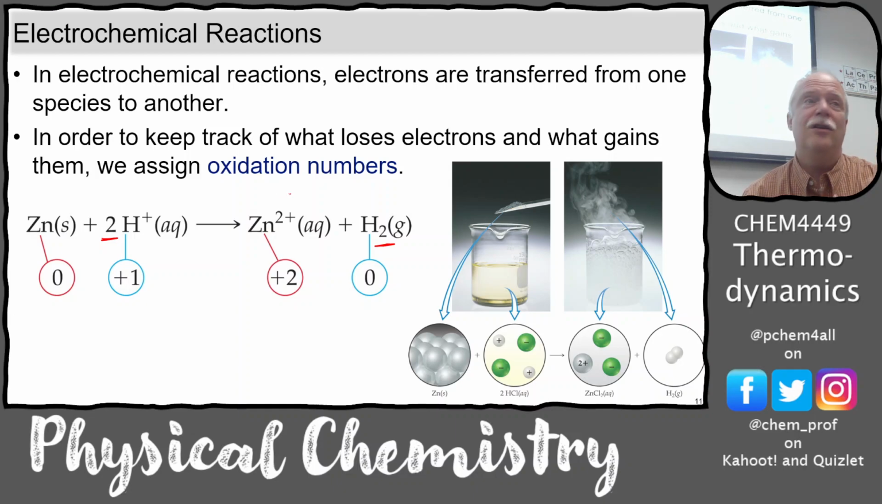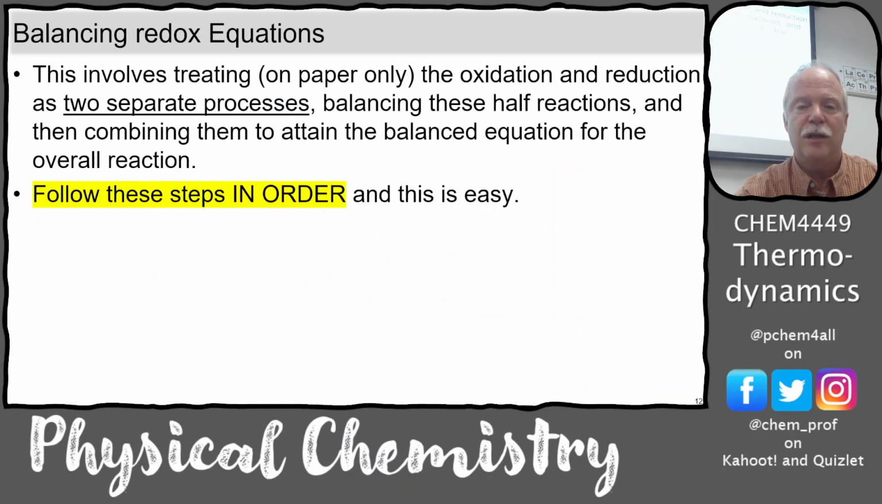Other redox reactions are not so easy. There's a procedure that you have to follow to balance them. So let's look at those. Balancing these redox reactions, we do it in 2 separate processes. We pull this reaction apart into half reactions, balance each half reaction independently, and then combine them. If you follow these steps in order, it's easy. And I think it's way more fun than Sudoku.